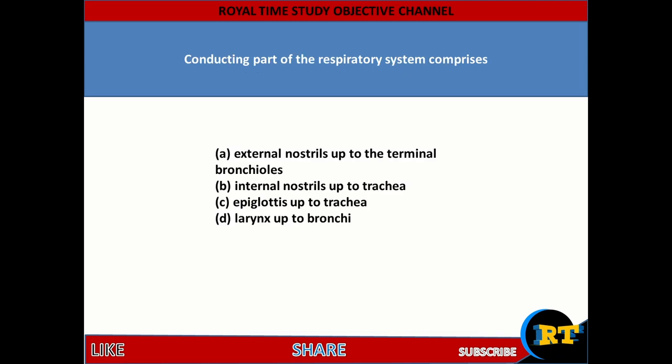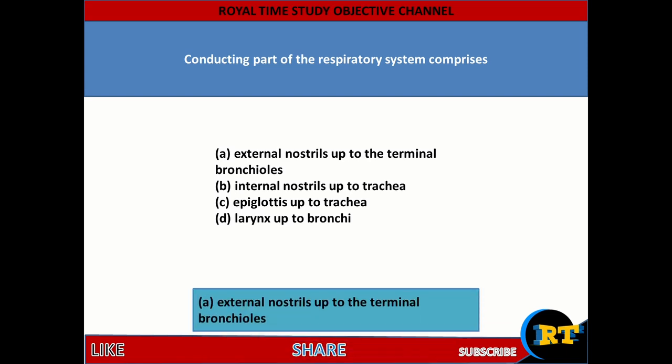Now, conducting part of the respiratory system comprises option number A, external nostrils up to the terminal bronchioles. Option number B, internal nostrils up to trachea. Option number C, epiglottis up to trachea. Option number D, larynx up to bronchi. And the correct answer is option number A, external nostrils up to the terminal bronchioles.